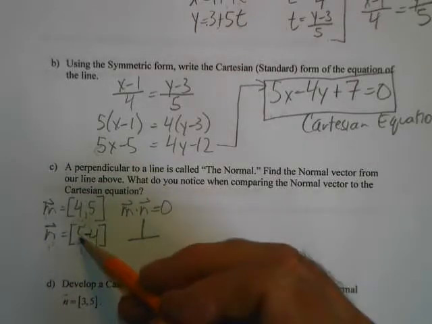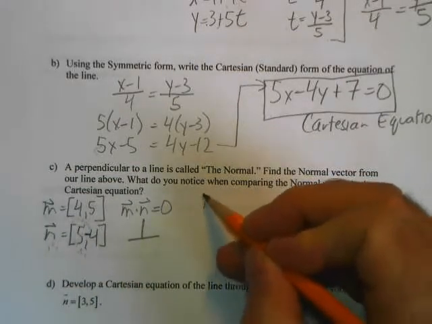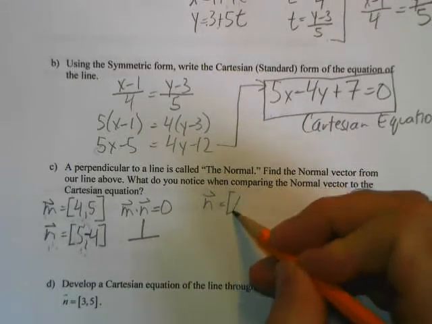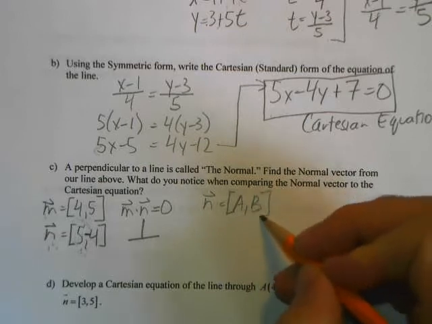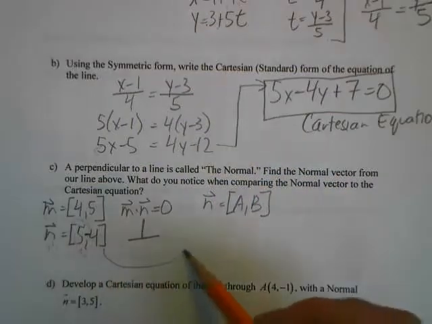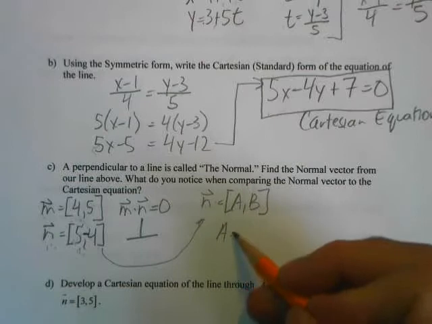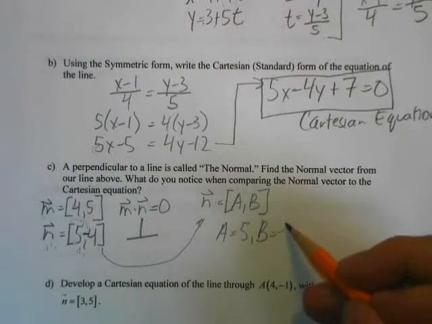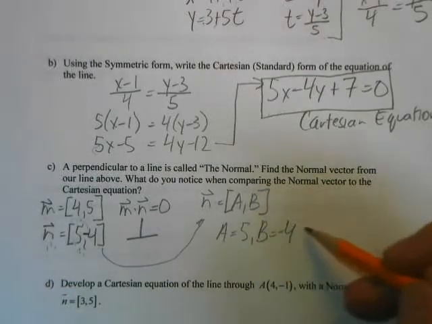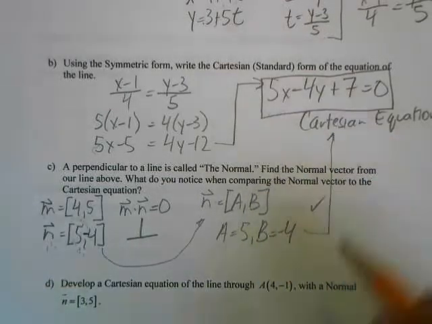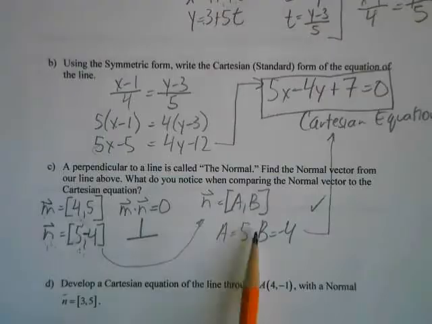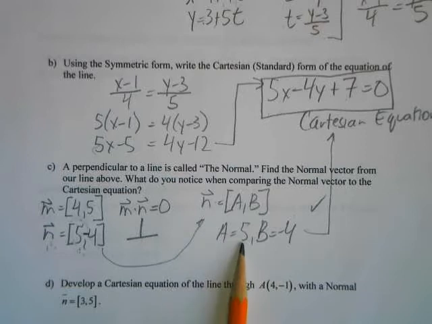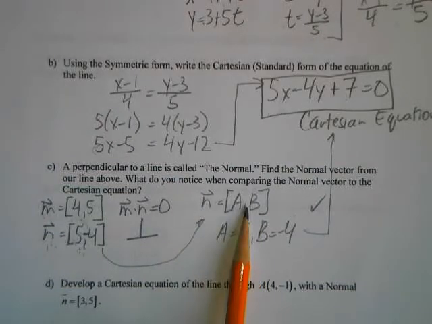Now, we called the normal, we gave it the components capital A, capital B, and from here we can see that A is equal to 5 and B is equal to -4. If you go back and look, that's what we call Ax plus By plus C equals 0. Well, there's the A, there's the B. They come directly from the normal.